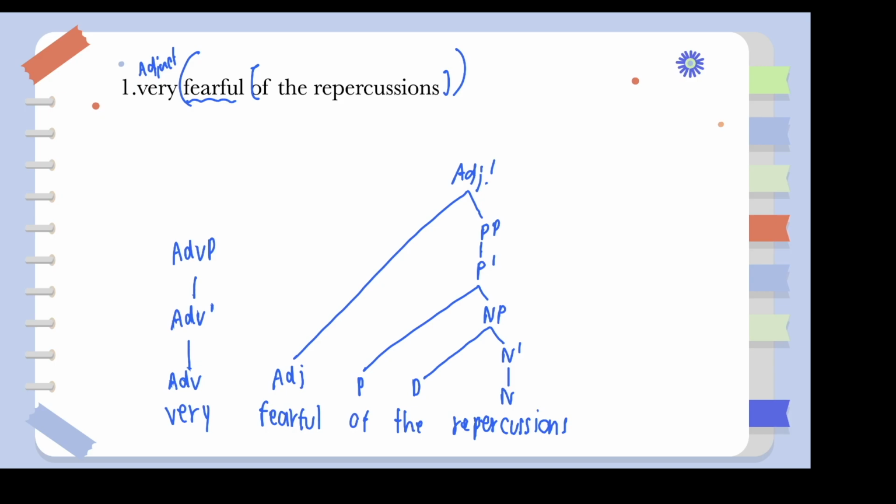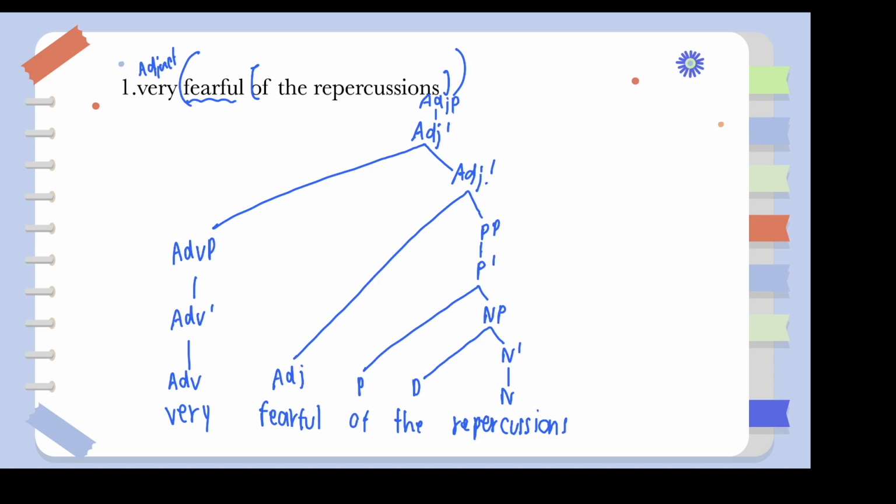So our adjunct is the ADV, so we have ADV bar and nothing modifies "very," so it's going to be ADVP. So this ADVP, adverb phrase, is attached with ADJ bar to be ADJ bar, the second one, the bigger ADJ bar, and this ADJ bar we are going to have ADJP.